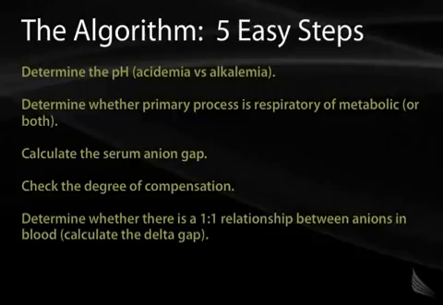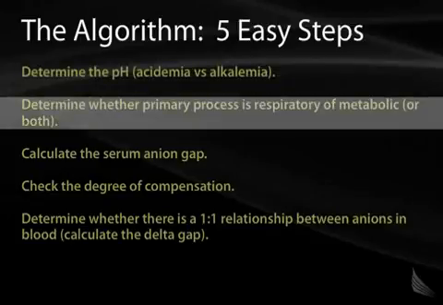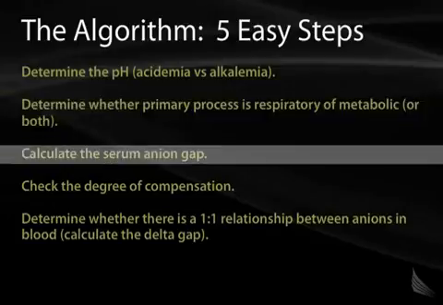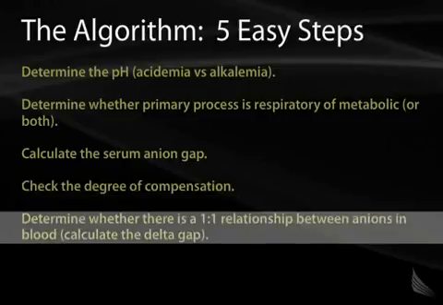Here we have outlined 5 easy steps to approaching an acid-base problem. The first is to determine the pH. This tells you whether there is a setting of acidemia or alkalemia. Then you determine whether the primary process is respiratory or metabolic, or both. Next, calculate the serum anion gap. Number 4, check the degree of compensation. And number 5, in the setting of a metabolic acidosis, determine whether there is a 1-to-1 relationship between anions in the blood. This is also known as calculating the delta gap.